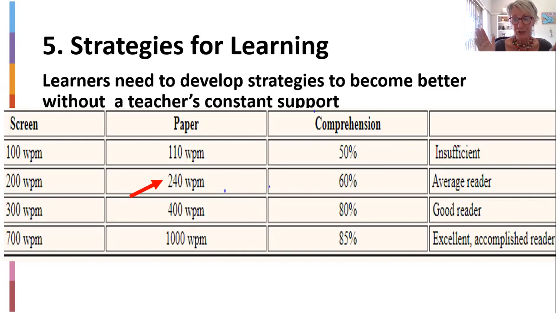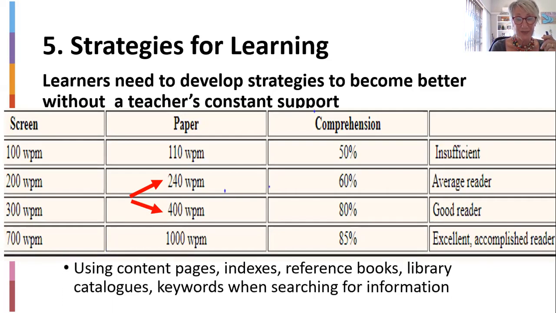Double that, 700 words a minute. 1,000 words per minute you are reading at, you're comprehending 85%. So 400 is not too bad. You're comprehending 80%, and you'll be an excellent, accomplished reader if you can read at that speed. So if you think about our students and our learners, think about their reading speeds, and the more they read, the faster they read, the better they're going to comprehend, and the better readers they're going to be. There you go. Those are the two things. I think go for the 400.